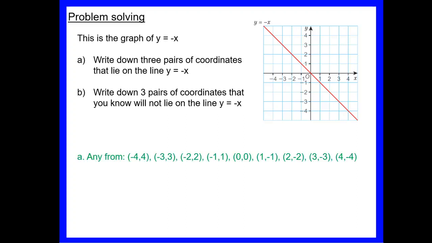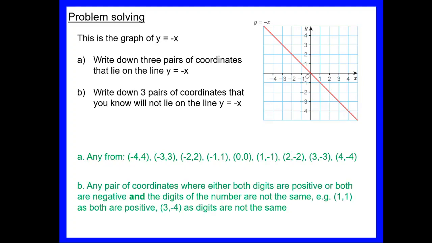Okay, so for part A then, you could have any 3 pairs from this list. Whatever the x coordinate is, the y has the same number but the opposite sign. They're inverses, we call that when they're opposites. So just check you've got any 3 of those answers. Then, 3 pairs of coordinates you know will not be on that line.